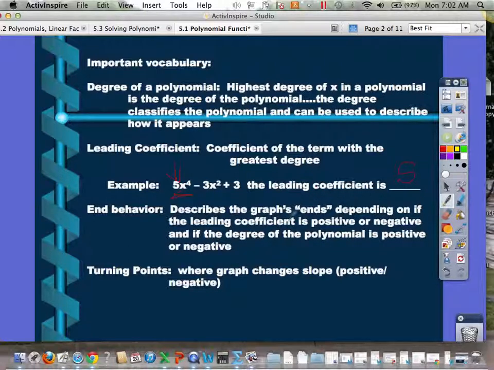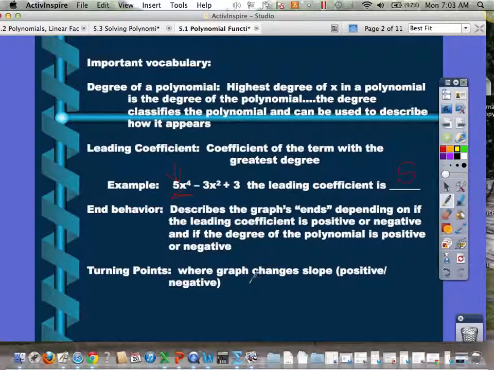end behavior is going to describe the graph's ends. Depending on the leading coefficient, if it's positive or negative, it affects the end behavior. And if the degree of the polynomial is positive or negative, that affects the end behavior of the polynomial. And we'll talk about those with plenty of examples coming up.